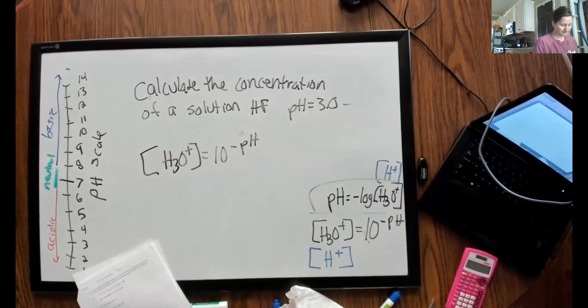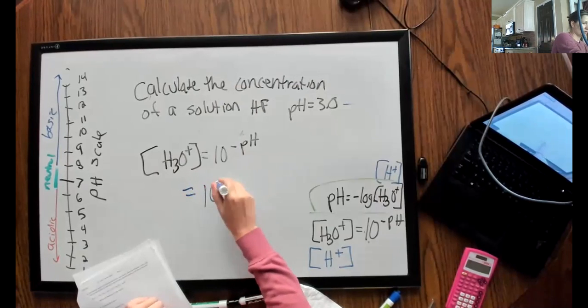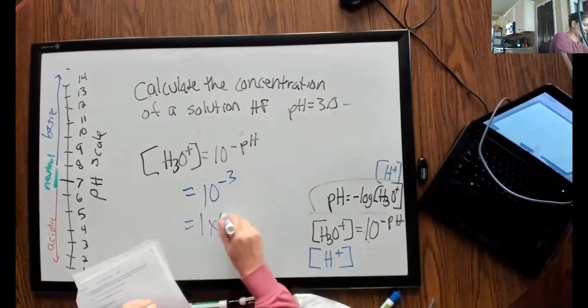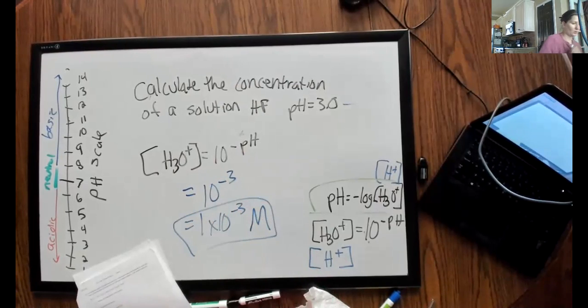Now on this one, I'm going to do 10 to the negative 3. That's going to give you 1 times 10 to the negative 3rd concentration. So we're going to put a capital M for molarity. Now I'm going to do a harder one where we don't get 3.0 exactly.